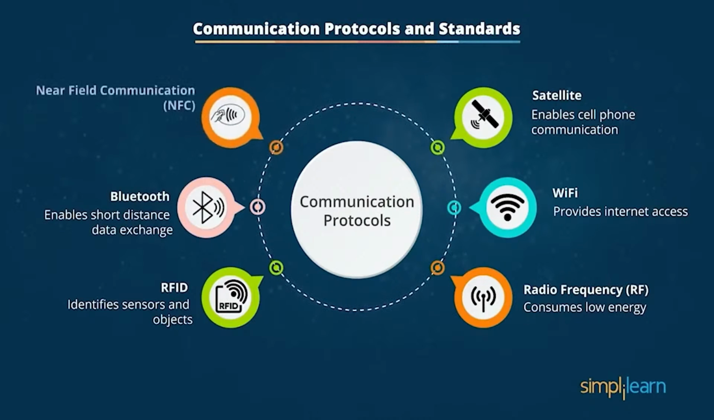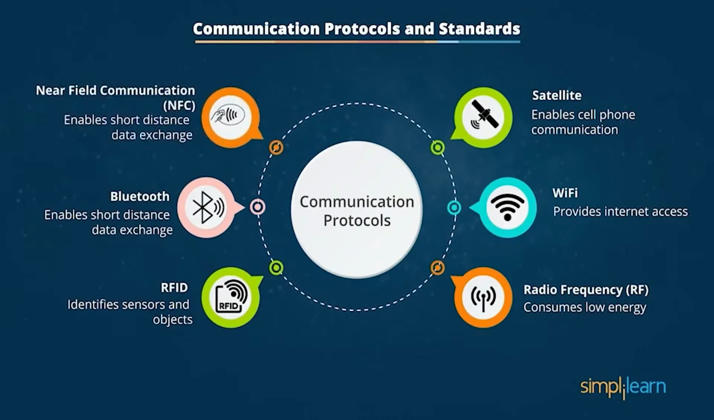The final one is Near-Field Communication, or NFC. It uses electromagnetic induction and loop antennas. It comes with encryption, has low-speed communication, and is used for short-range data exchange.